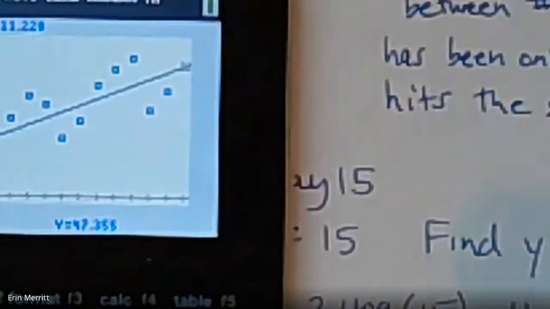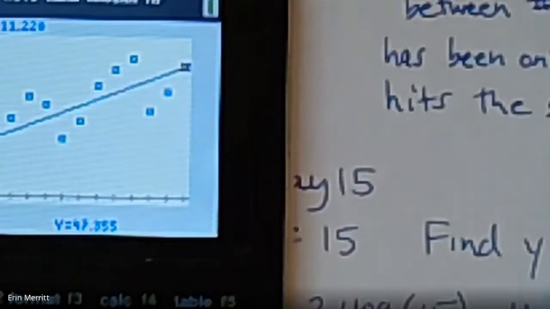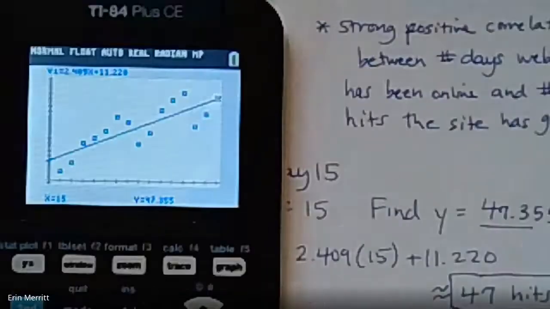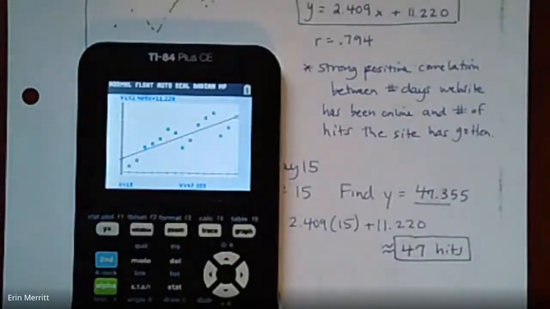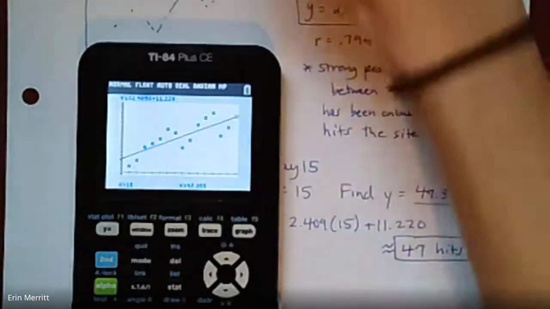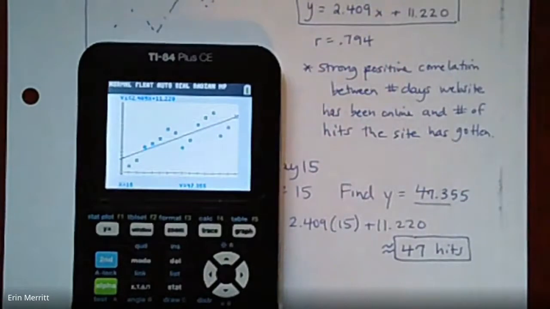The value I'm coming out with is 47.355. But since it's the number of hits, we could say about 47 hits is what you should expect on that day 15. So it's just a prediction. It's not a guarantee, but that would be your expectation. So you're just looking at the trend to make predictions. Nothing about it is a guarantee, but that's the whole point. It's a trend. This is what we would expect.